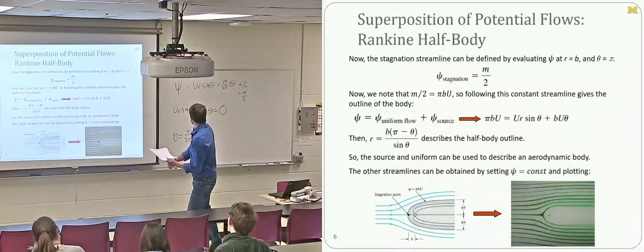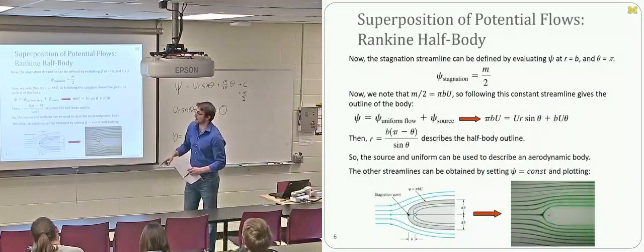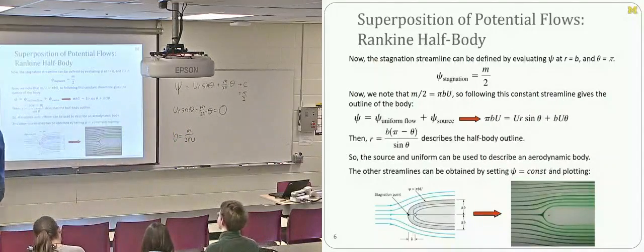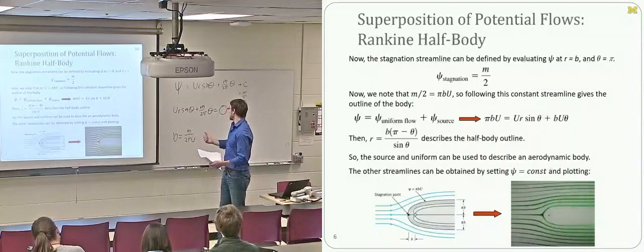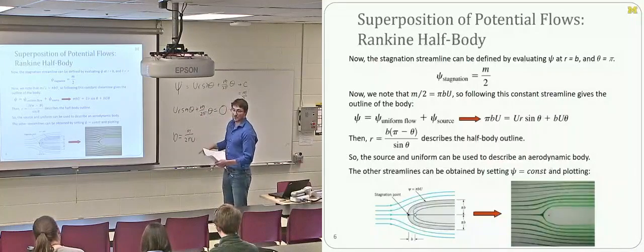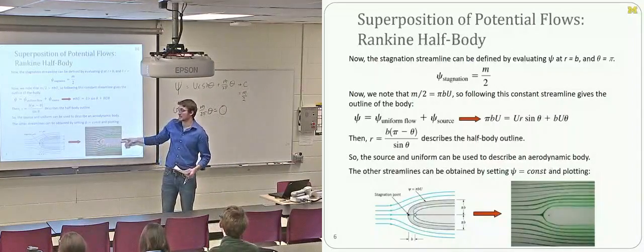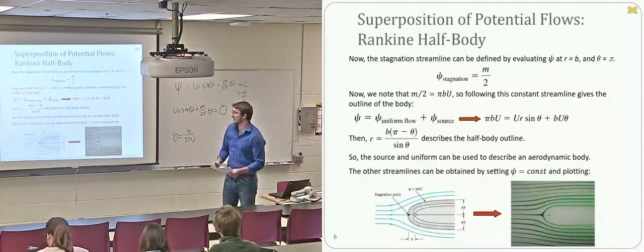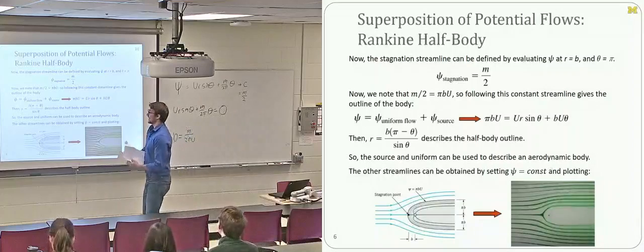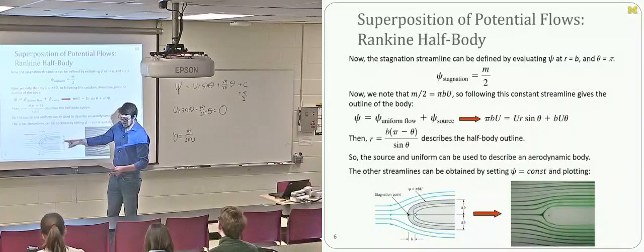We take our stagnation streamline here, and we can write this out in terms of x and y, and take the limit as x approaches infinity, or as theta approaches zero, right? That says, at an infinite distance down the x-axis, what is going to be the extent of this body? And by taking that limit, what we come up with is a body half width equal to pi b.